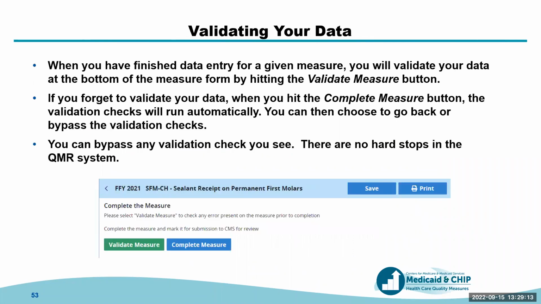When you finish data entry for a given measure, you will validate your data at the bottom of the measure form by hitting the Validate Measure button. If you forget to validate your data, when you hit the Complete Measure button, the validation checks will run anyway. You can then choose to go back or bypass the validation checks. One thing to note, you can bypass any validation check you see. There are no hard stops in the QMR system.